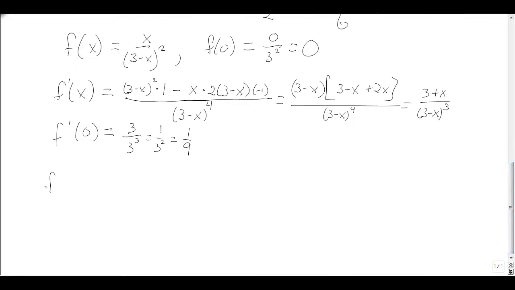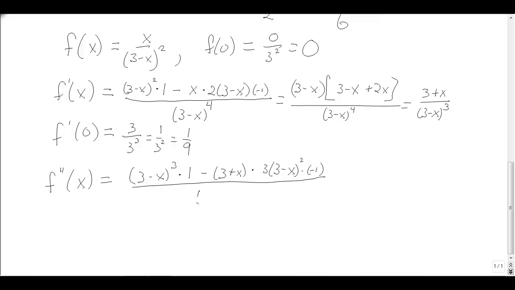We're going to need a second derivative now, and then we'll plug in a 0. So our second derivative, we're going to take 3 plus x over 3 minus x cubed, take its derivative. You get the bottom, 3 minus x cubed, times the derivative of the top, just 1, minus the top, 3 plus x, times the derivative of the bottom. I get a 3 times 3 minus x squared times the derivative of the inside, a negative 1, just using the chain rule there. And then quotient rule says I square the bottom. That's going to double the exponent, so it'll be 3 minus x to the 6th.